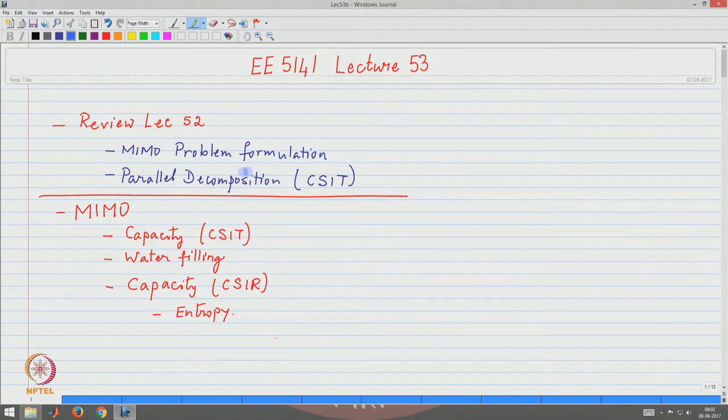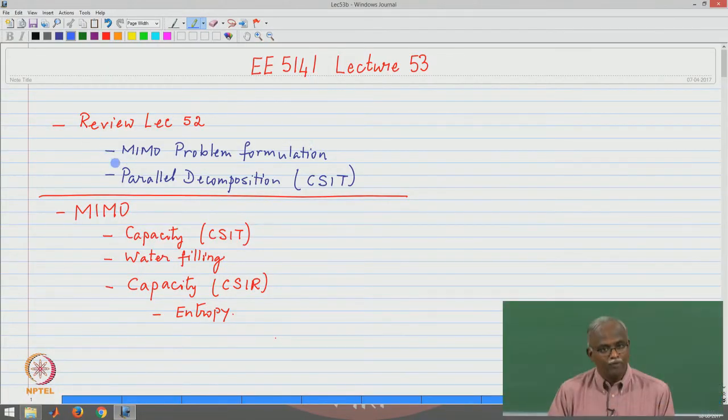Good morning and welcome to lecture 53, in which we will be covering some of the key concepts in MIMO technology. Multiple input, multiple output, which represents multiple antennas at the transmitter and multiple antennas at the receiver. In the last lecture, we had an opportunity to review the basic MIMO problem formulation.